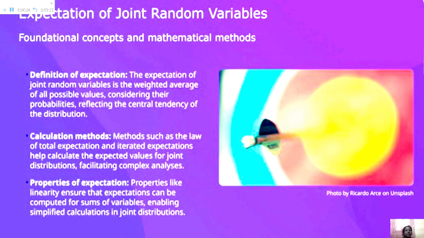Calculation methods such as the law of total expectation and iterated expectations help calculate the expected values for joint distributions, facilitating complex analysis. Properties of expectation. Properties like linearity ensure that expectations can be computed for sums of variables, enabling simplified calculations in joint distributions.